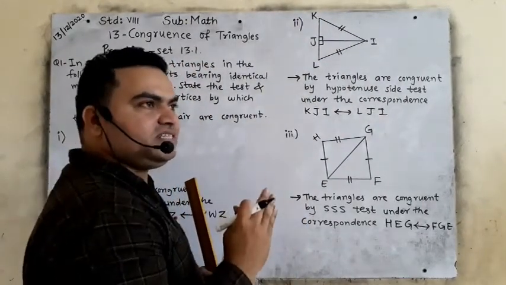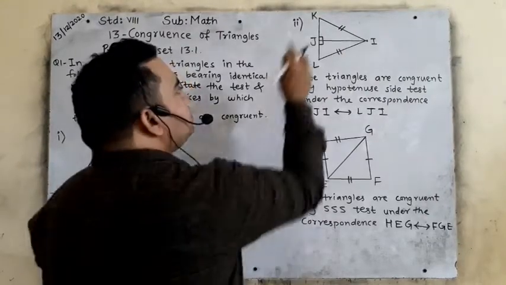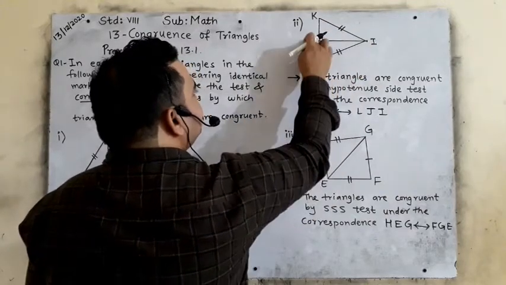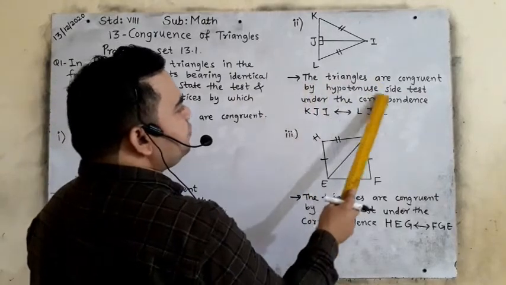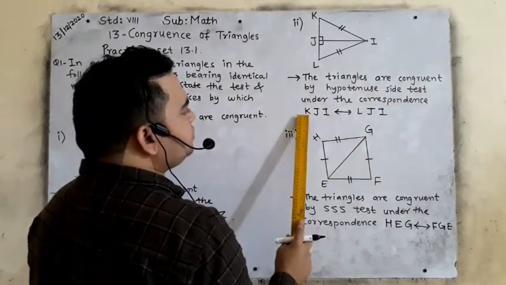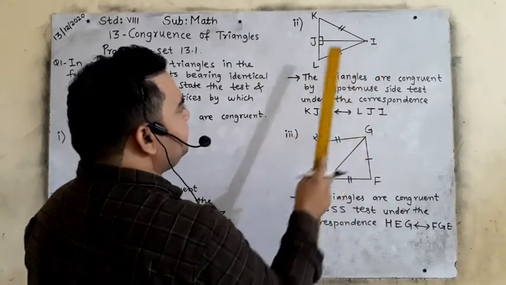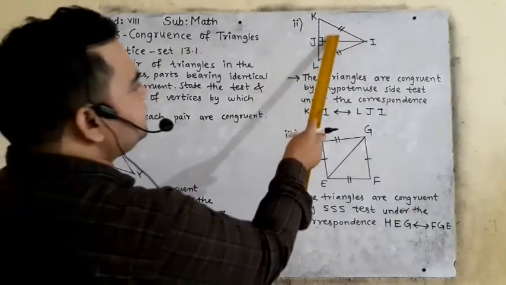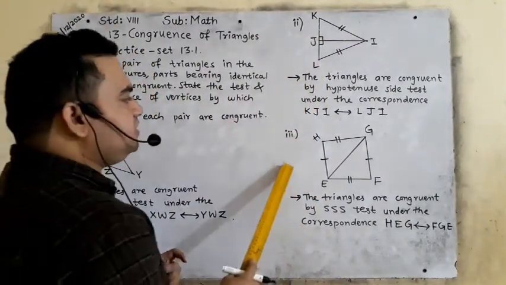The vertex at which the 90 degree angle is formed, that should come in the middle or between. So you will write KJI correspondence to LJI. See, the triangles are congruent by hypotenuse side test under the correspondence of KJI, 90 degree right angle triangle, LJI, 90 degree right angle triangle. You can see this figure has an altitude, so directly you will say it is a hypotenuse side test. Now see the third one.